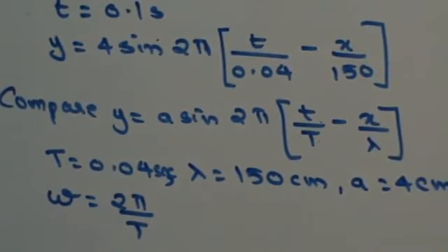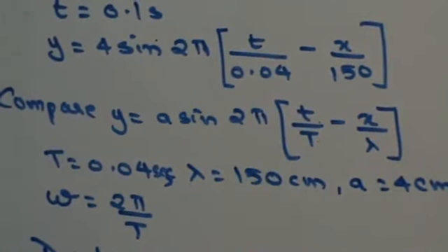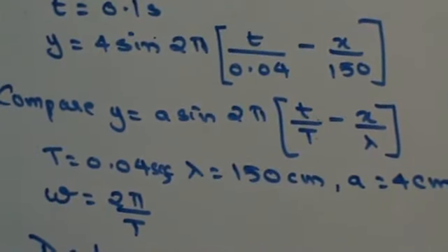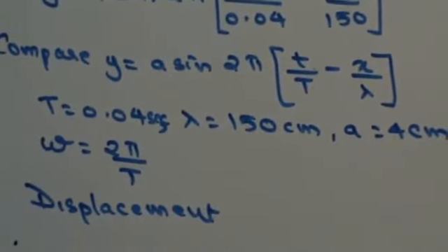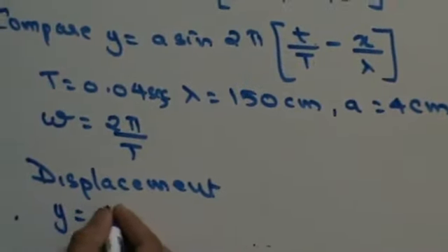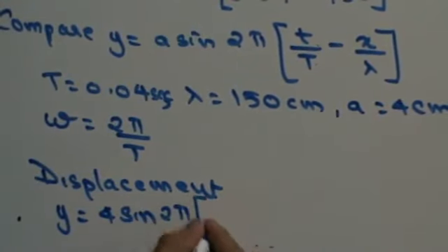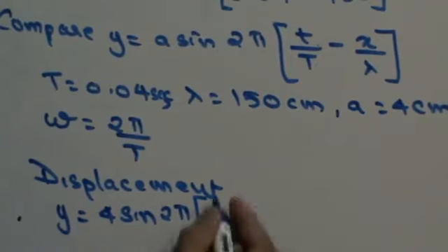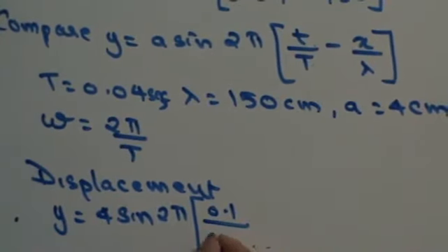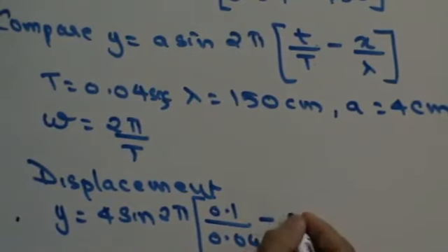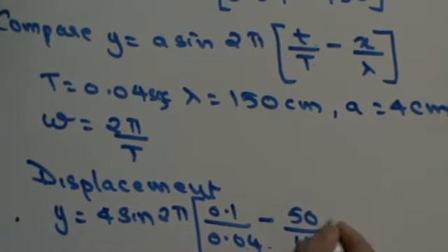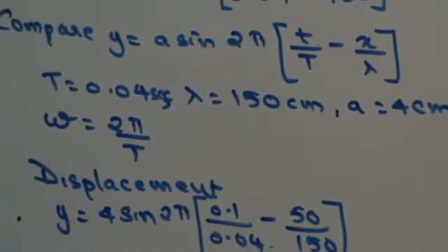What else have they asked me to find out? They have asked me to find out the displacement and the velocity. Displacement is found by substituting the values. They've given you the values of x and t, so substitute them in the equation only. I can say y is equal to 4 sine 2 pi, t that is 0.1 upon 0.04 minus x 50 upon 150. Simplify this equation, that will give you the displacement.